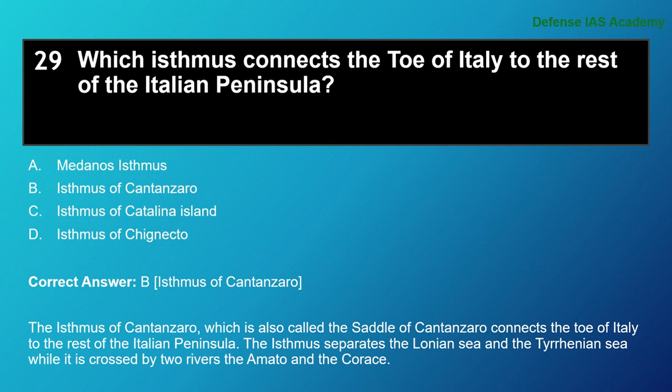Catanzaro. The Isthmus of Catanzaro, which is also called the Saddle of Catanzaro, connects the toe of Italy to the rest of the Italian peninsula. The isthmus separates the Ionian Sea and the Tyrrhenian Sea, while it is crossed by two rivers, Amato and Corace.